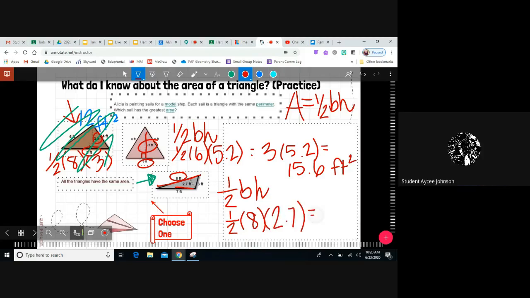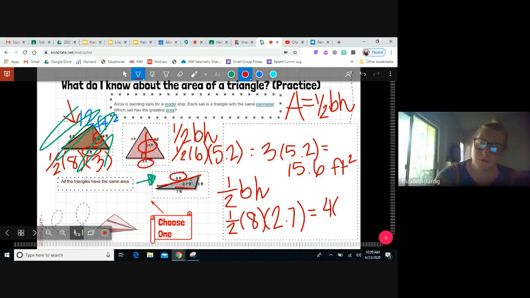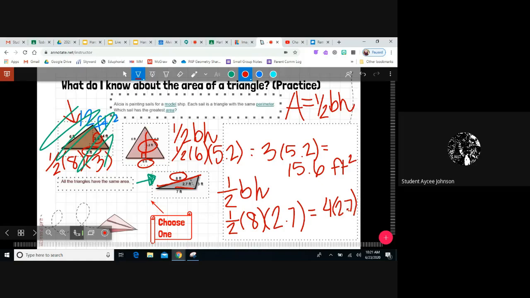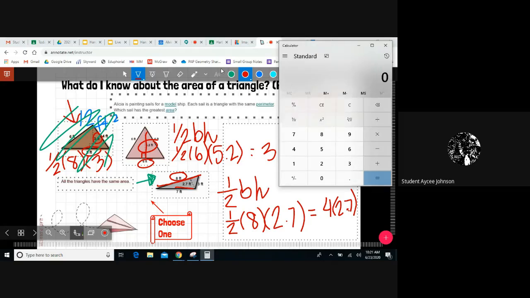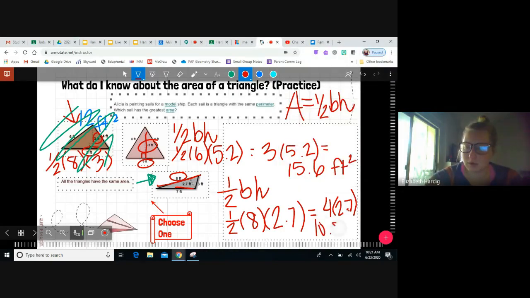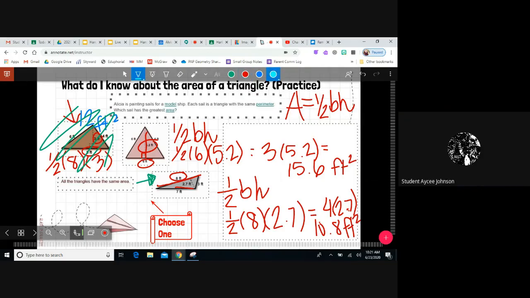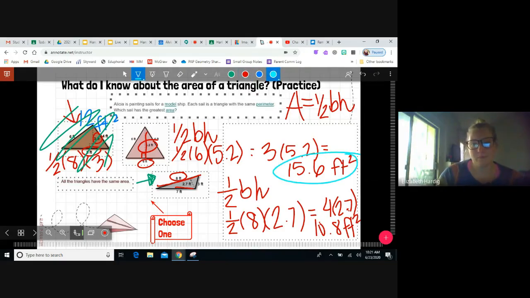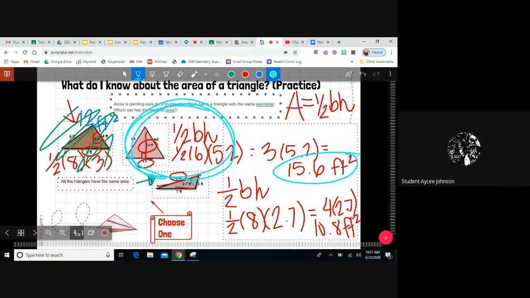Half of 8 is equal to 4. Now we're multiplying 4 times 2.7. If I get my calculator, we get 10.8. 10.8 feet squared, which is still less than this 15.6 feet squared. So this triangle right here has the greatest area. Are there any questions about this one?